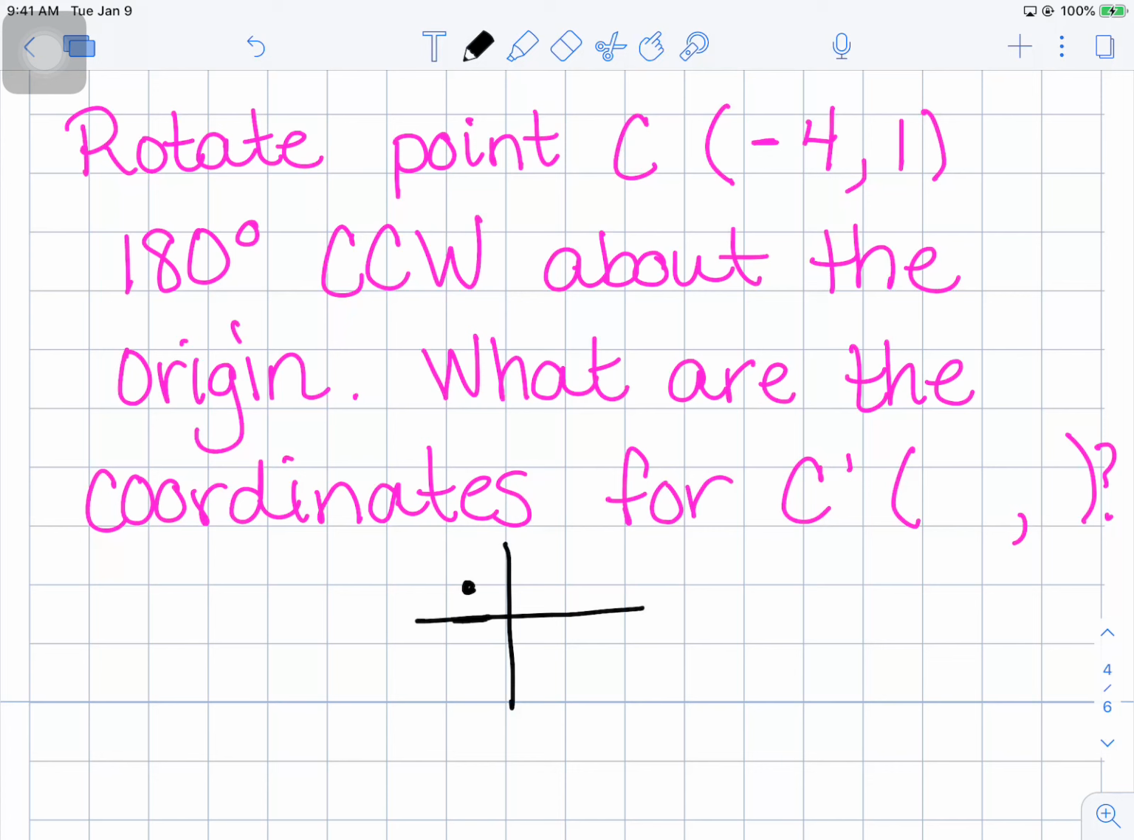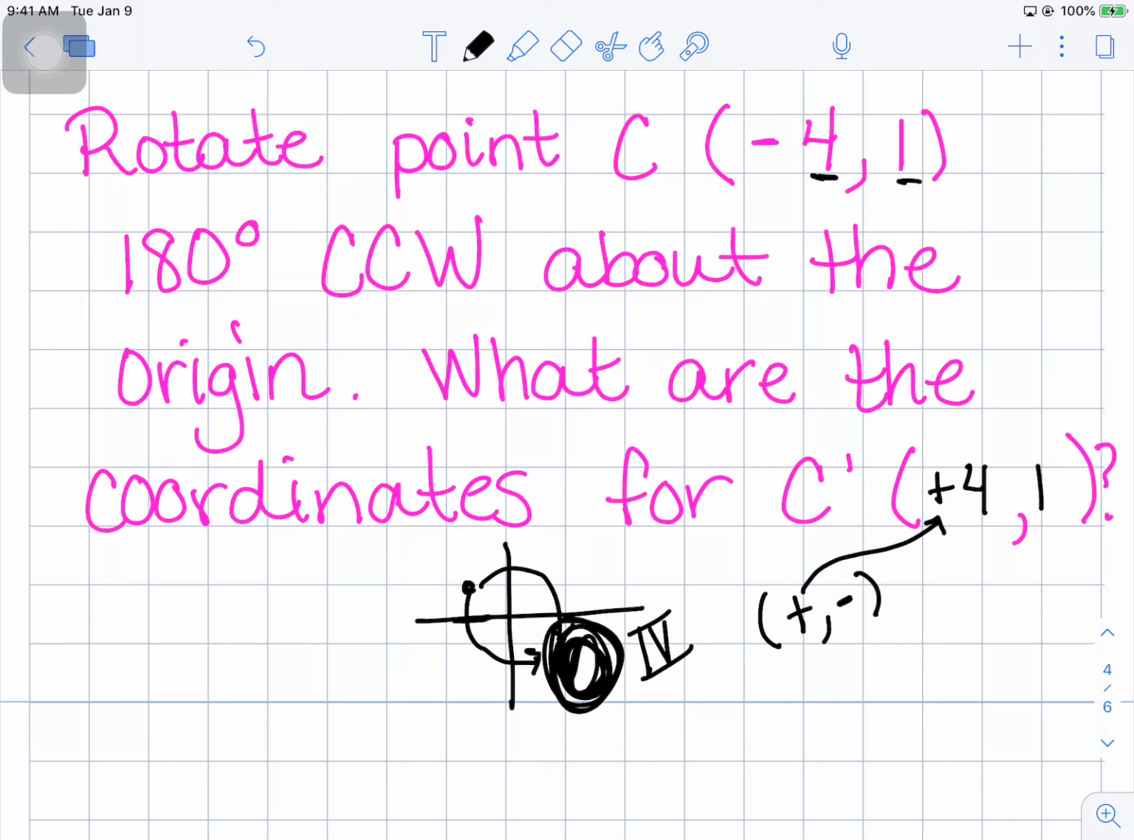And remember, it doesn't matter if we say 180 degrees clockwise or counterclockwise. If we go clockwise, 90, 180, or counterclockwise, 90, 180, regardless, we are going to end up in this quadrant right here, quadrant 4. Quadrant 4, we know, has signs of positive x's and negative y's. So all we have to do for this one is keep the same coordinates, the numbers, 4, 1, and we got to make sure the signs match.